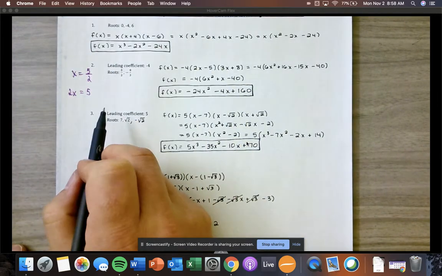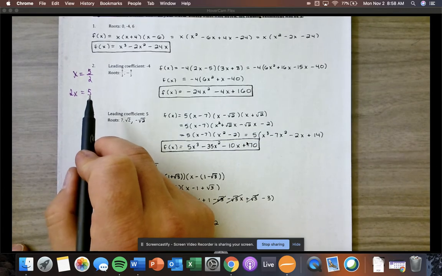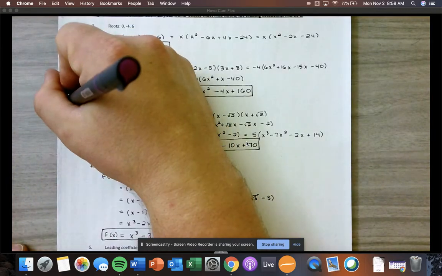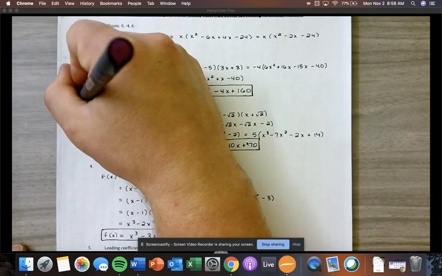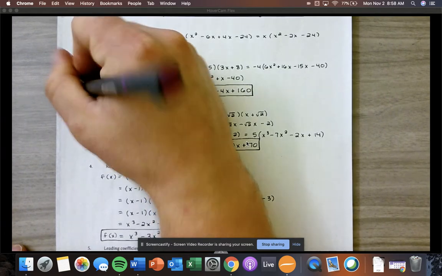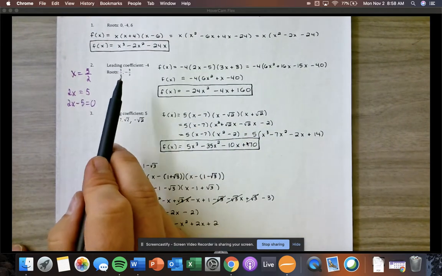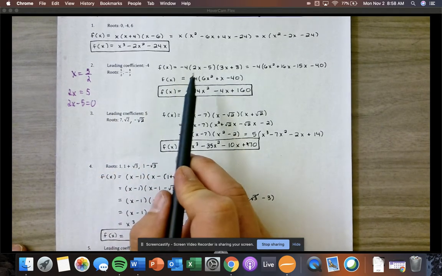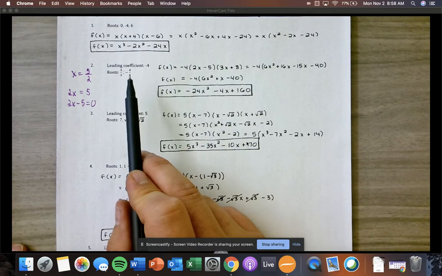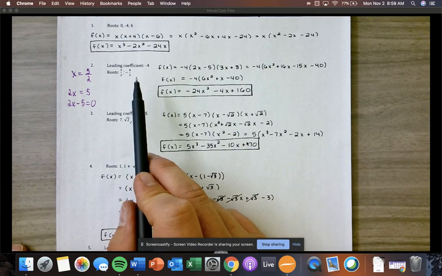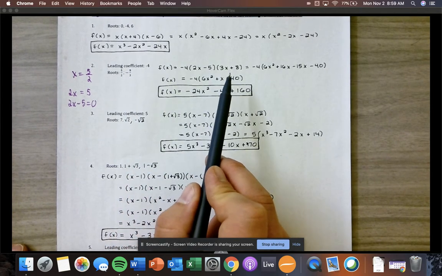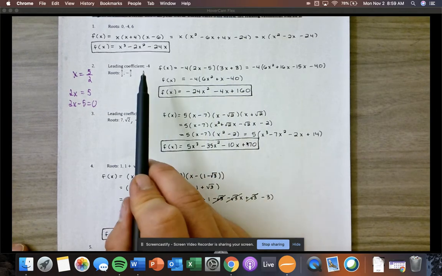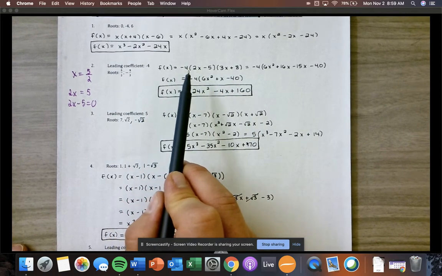And if I want 0 on the right side of the equation, right, I can subtract 5 over. So I get 2x minus 5 is equal to 0, which tells me that this root of 5/2 gives me a factor of 2x minus 5. And I can do the same thing here with this -8/3. It's going to give me a factor of 3x plus 8. I also have a leading coefficient of -4.